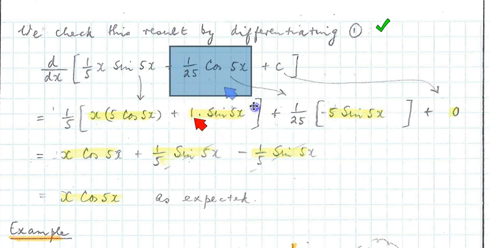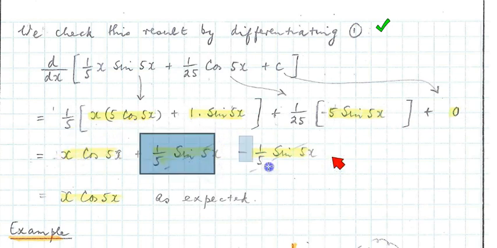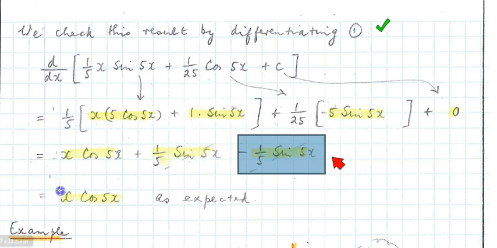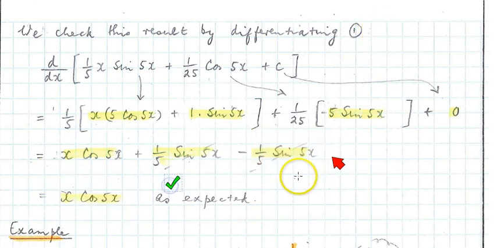Okay, 1/25 I can put on the outside. The derivative of cos 5x is minus 5 sine 5x. The derivative, not the integral, remember. So the derivative of cos is minus sine, but it's got 5x, so I differentiate the 5x and multiply by 5. Remove those brackets, check what happens. These two terms will cancel out, and you'll get x cos 5x just as we expected, which was the integral we were required to find.